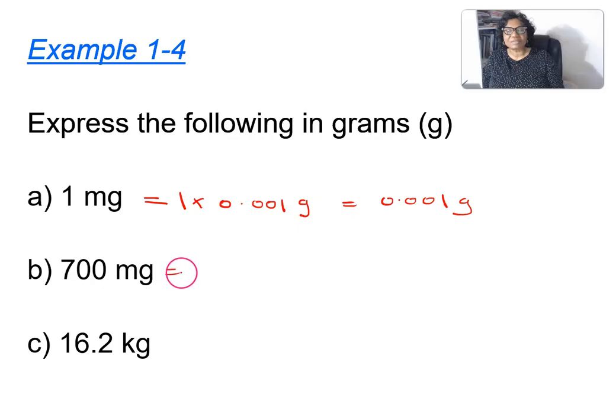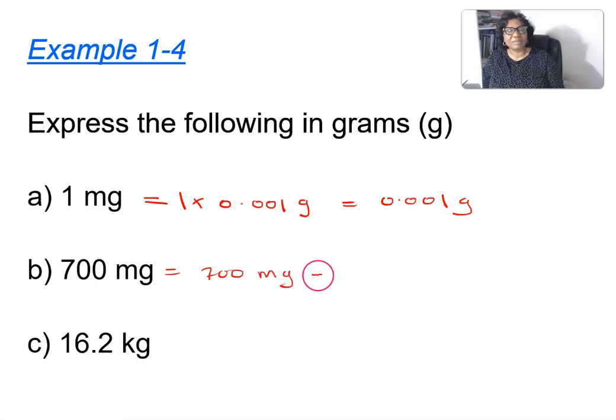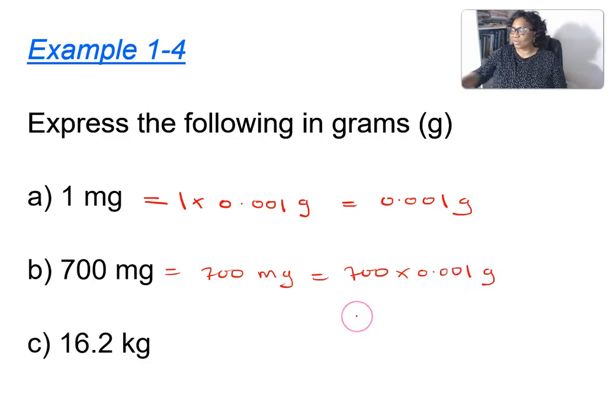So let's look at this. This is 700 milligrams. 700 milligrams equals 700 times 0.001 grams. So please take your calculator and let's do it. 700 times 0.0000.